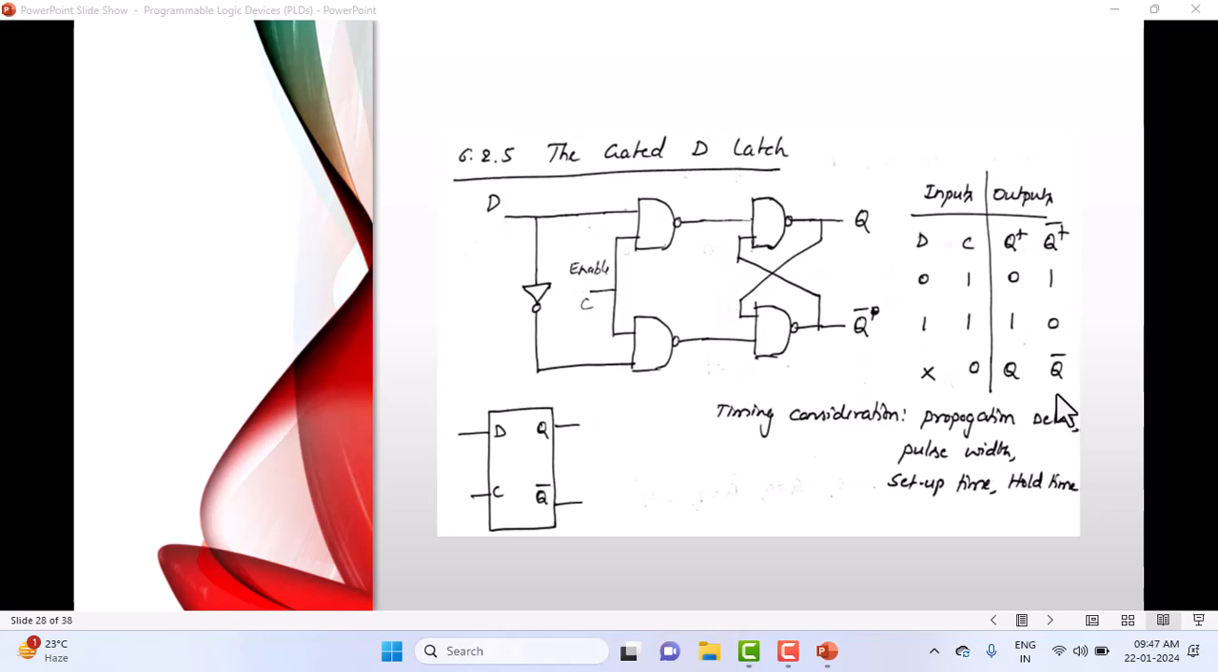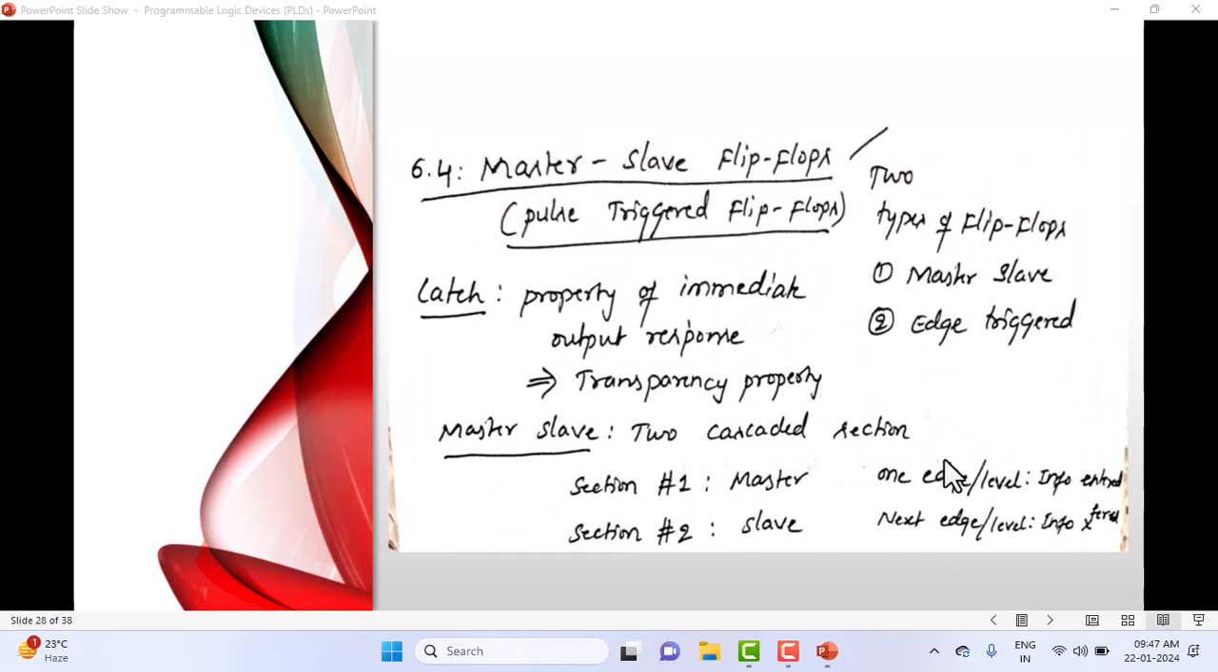I also advise you to go through these definitions like propagation delay, pulse width, setup time, and hold time when you come across flip-flop design. This is most important when you are involved in flip-flop design. Any questions before we move on to the next, master slave flip-flop? This is as per your syllabus.